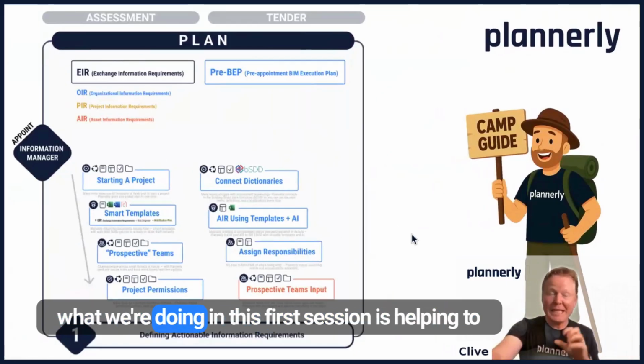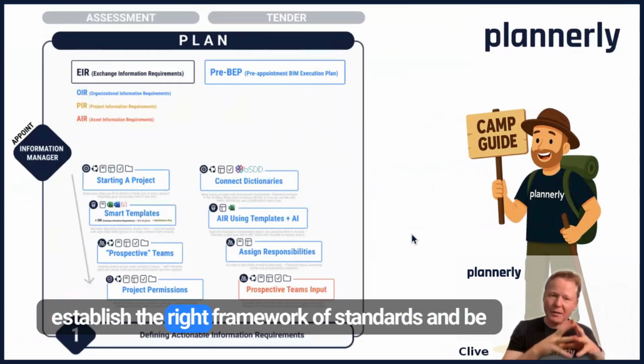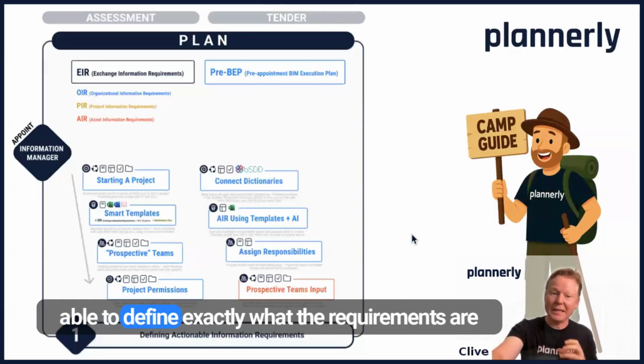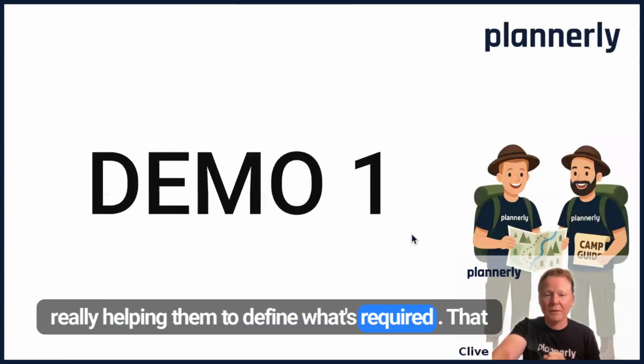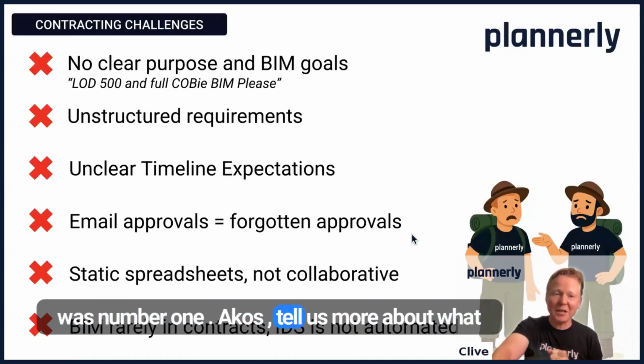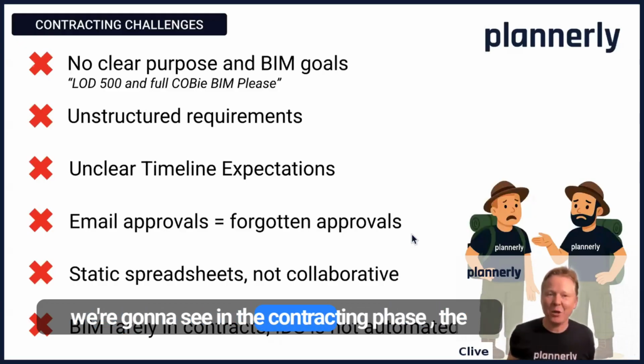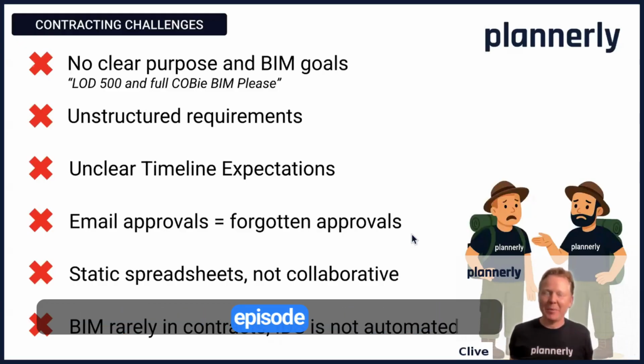So what we're doing in this first session is helping to establish the right framework of standards and be able to define exactly what the requirements are for those appointing parties, for the owners, and really helping them to define what's required. That was number one. Akash, tell us more about what we're going to see in the contracting phase, the second episode.